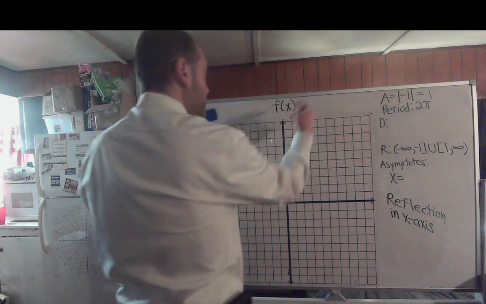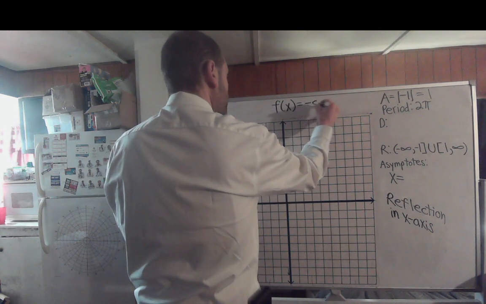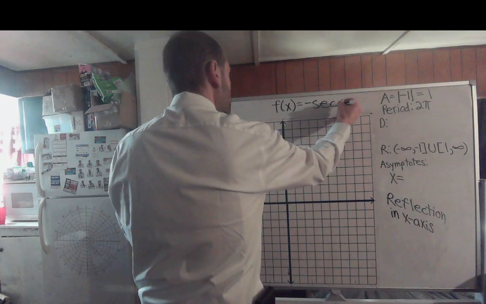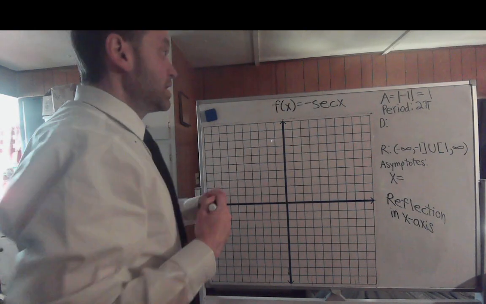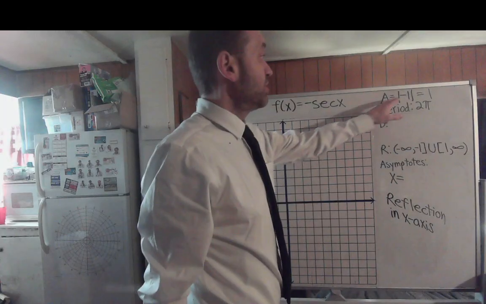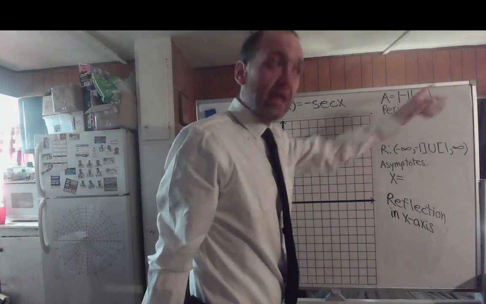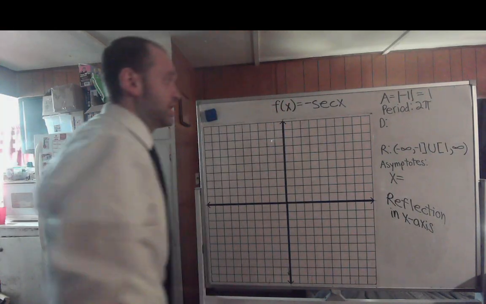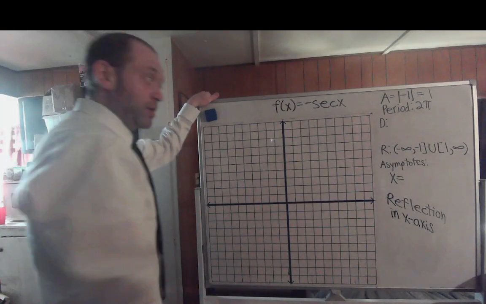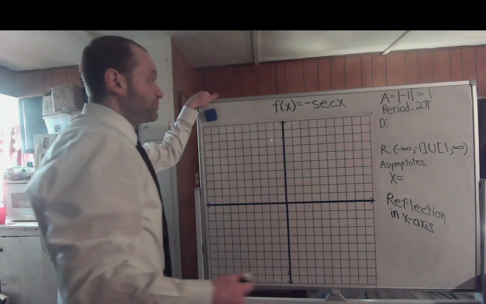So let's do f of x equals negative of the secant of x. Again, your amplitude is going to be the absolute value of your coefficient of negative 1, giving you an amplitude of 1. That hasn't changed anything. Your period's still 2 pi.